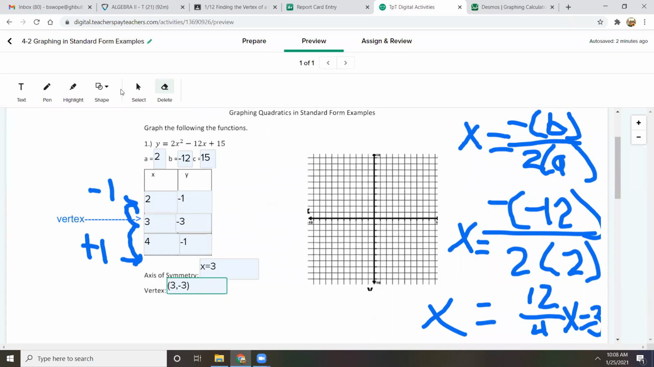And then we just want to graph this. I'm just going to plot them in order. So 2, negative 1: over 2, down 1. 3 over 3, down 3.